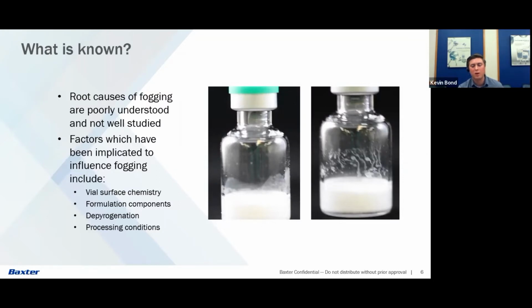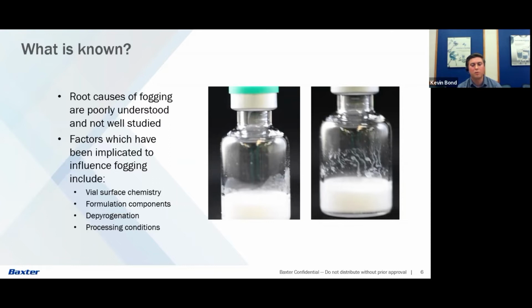But even with this kind of general lack of knowledge of the root causes surrounding vial fogging, there are a number of factors which have been both reported in literature and which we have observed in our lab, which will influence the severity and propensity of vial fogging. The first of those factors that I've included here is the vial's surface chemistry. Specifically, the hydrophobicity of the inside of the vial will determine if fogging is present or not. For example, vial fogging is often not observed in vials which have a hydrophobic coating on the inside of the glass.